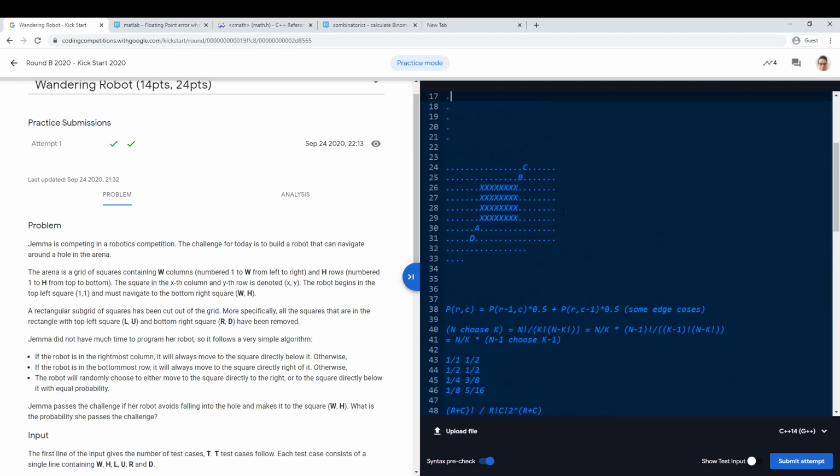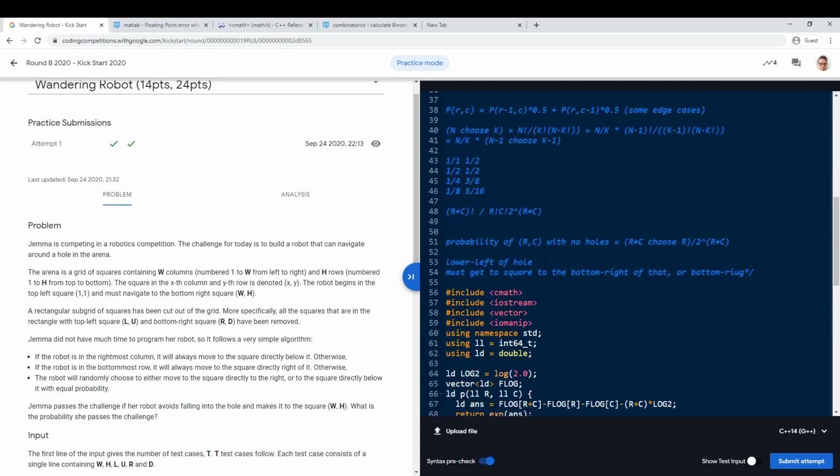And so yeah, we have this disjoint set of cells that you must go through exactly one of them to avoid the hole. So the answer is just going to be the sum of the probabilities that you get to each one of those. And so what is the probability that you get to a given cell? It's this. And so why is that?